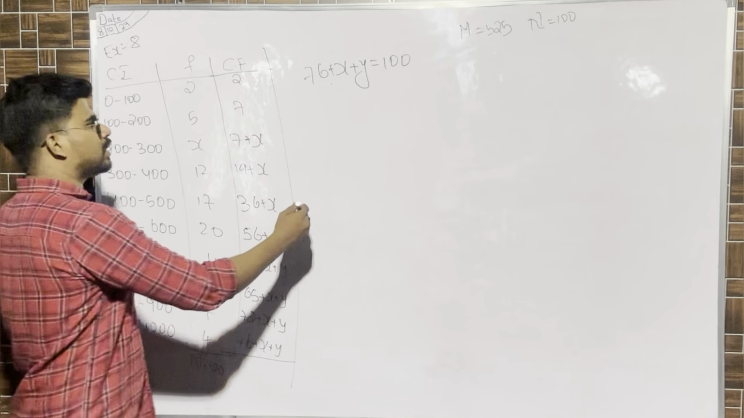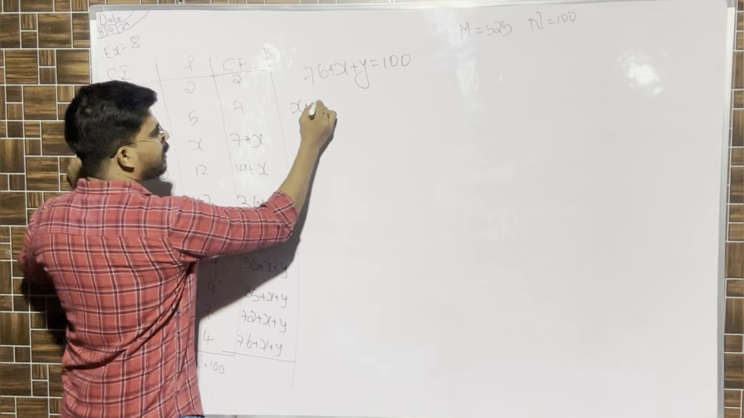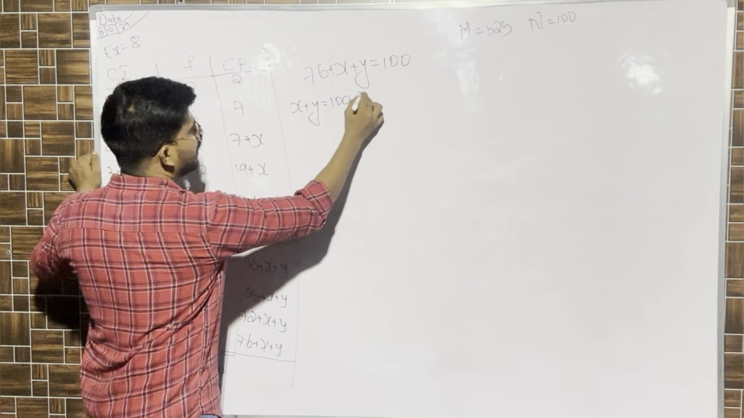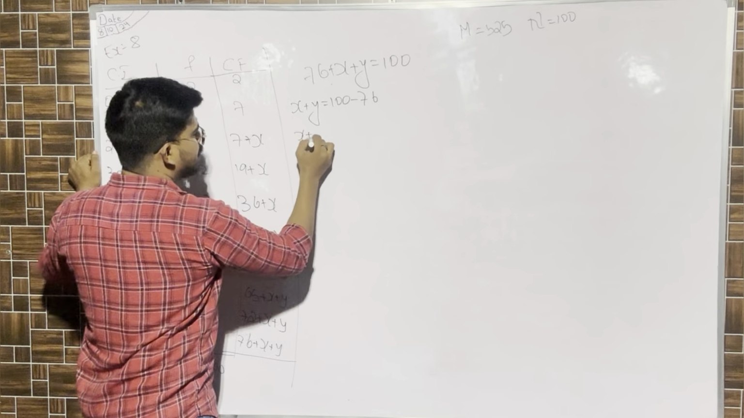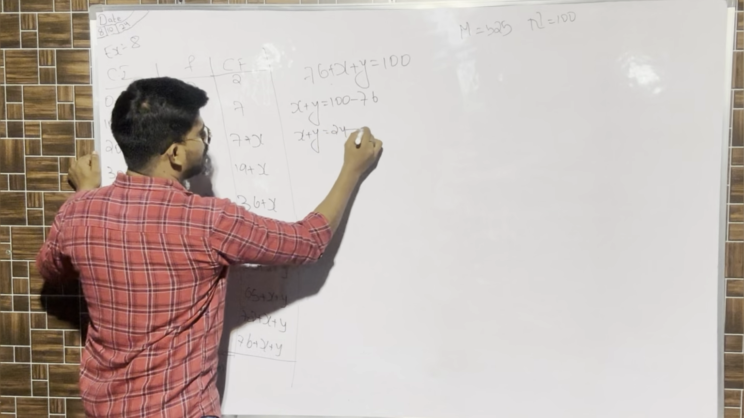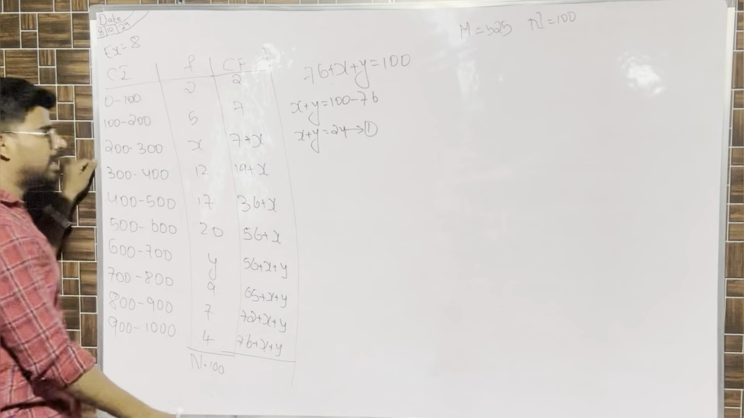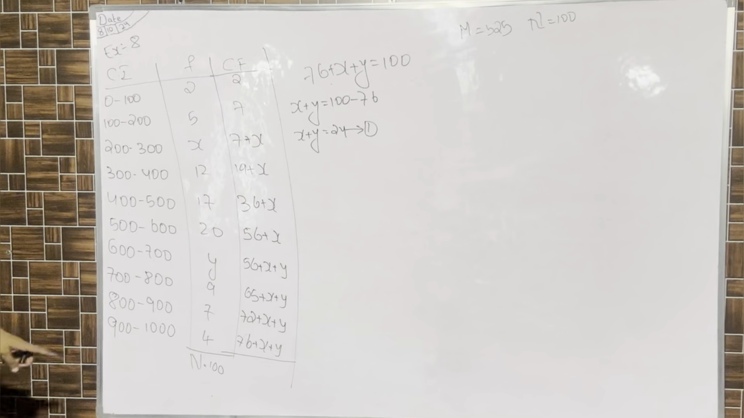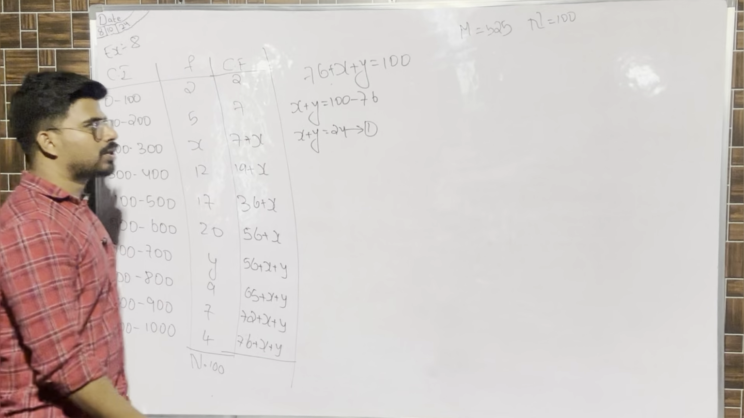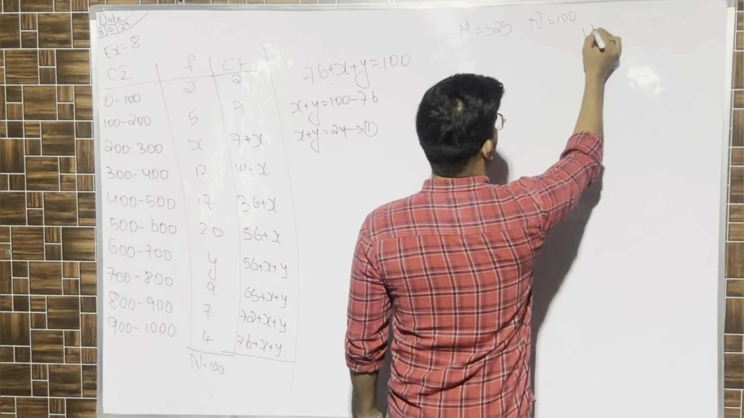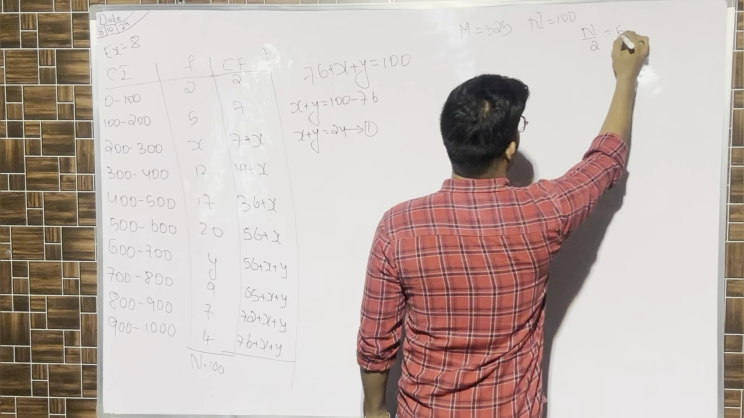So here we'll make an equation. We'll utilize this later. X plus Y is equal to 100 minus 76. X plus Y is equal to 24. Write it as equation 1. We will utilize it later. So we have to start from N by 2. N by 2 is how much? 50. N by 2 is equal to 50.